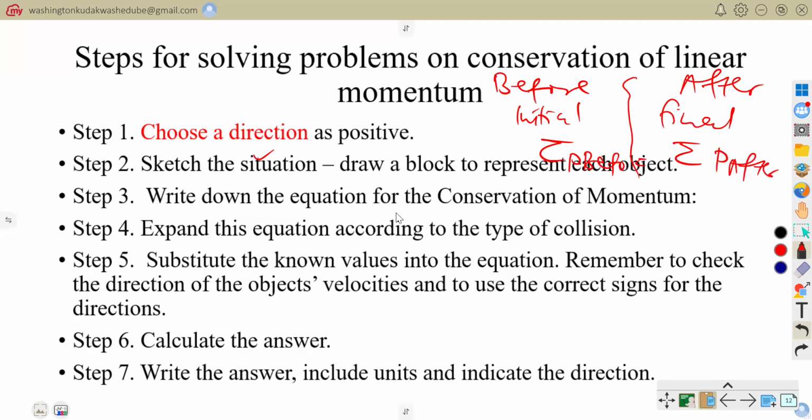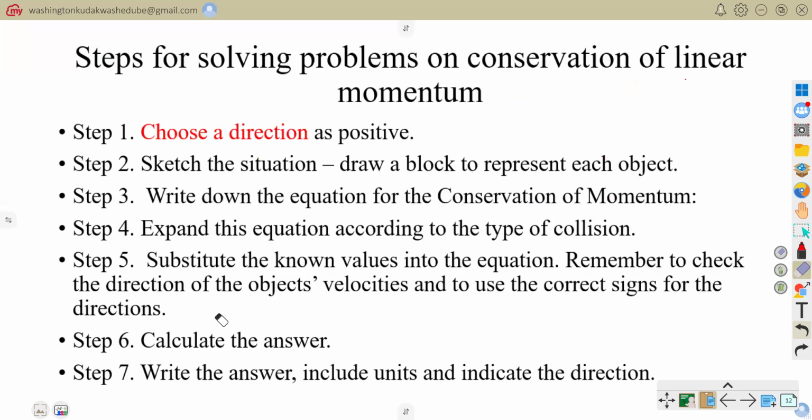And then thereafter, I will expand everything into this equation. That is to substitute the known values into the equation, where I know mass 1, V1 and where I know mass 2, V2, before I substitute those values. That is what we mean. So these are the steps that we are going to be following. And then thereafter, you can calculate the answer and write the answer, including correct units and indicating the direction of your answer.